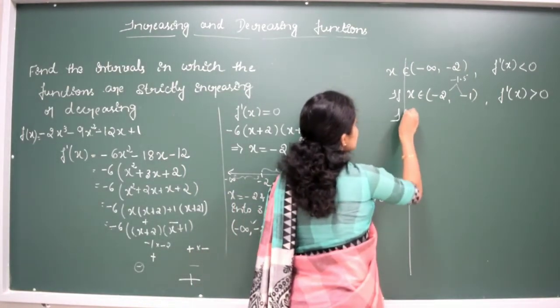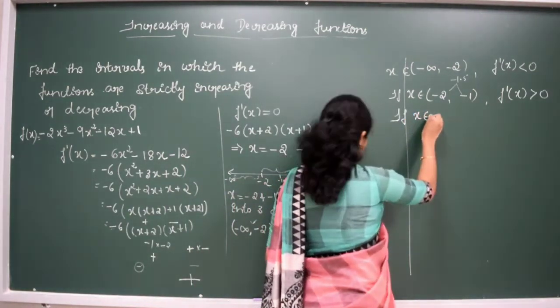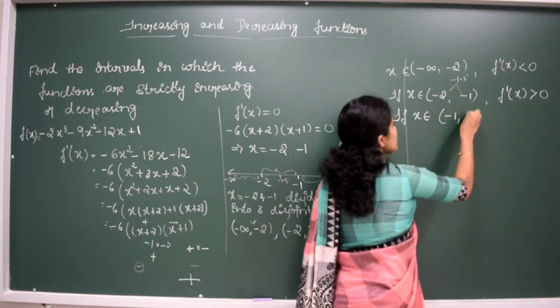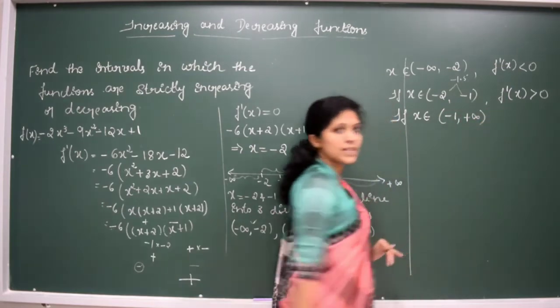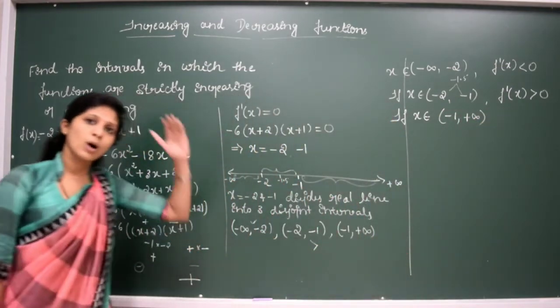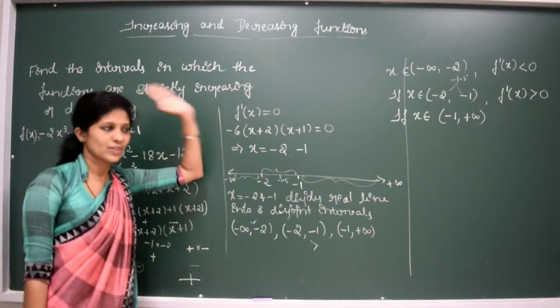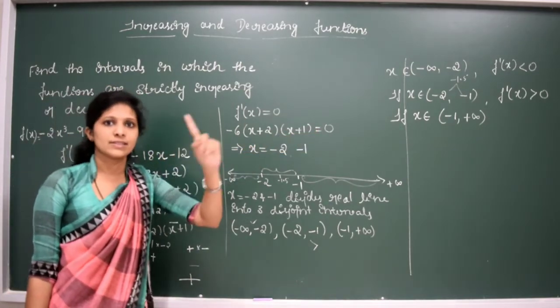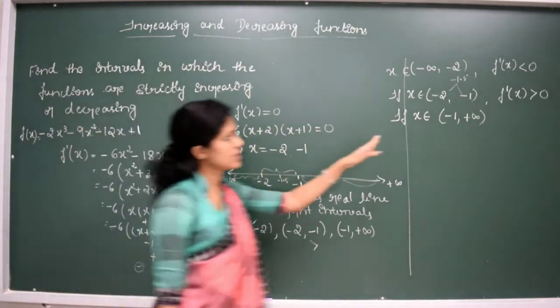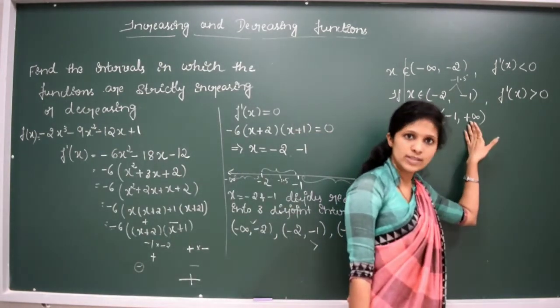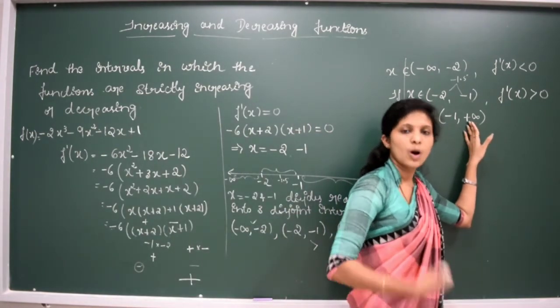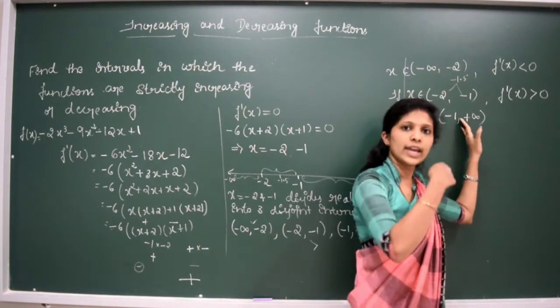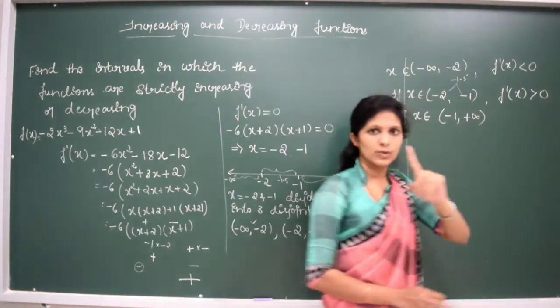If x belongs to the interval minus 1 to plus infinity. Minus 1 to plus infinity means all the values more than minus 1, right? Positive values are there, we will consider 1. Is it clear? Minus 1 to infinity means 0 is also included. You can go with 0 or 1 or 2, 3, 4, anything you can consider. Here I will go with 1.